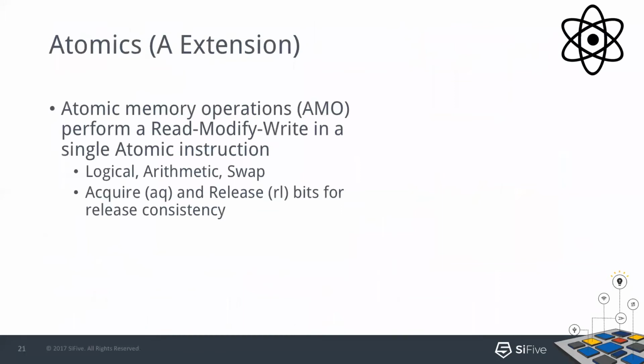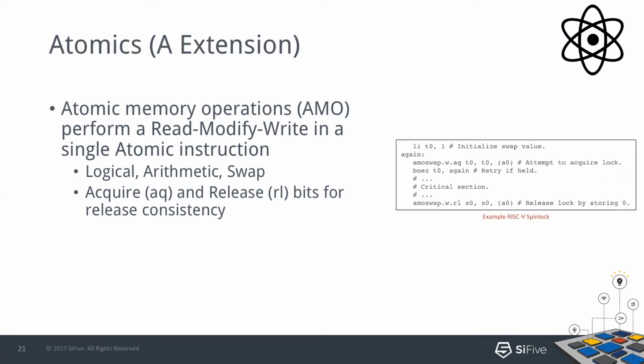All right, let's take a look at the atomics extension. The atomic extension adds support for atomic memory operations, which perform a read, modify, write in a single atomic instruction. These instructions range from logical to arithmetic, as well as swap instructions. It also defines acquire and release bits for release consistency.